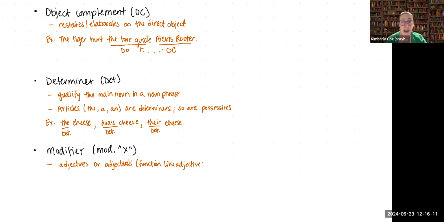So for instance, you might have a noun that functions like an adjective. It would be an adjectival noun, or a noun that's being used adjectively. Similarly, the other common type of modifier are the adverbs or adverbials, right? Which similarly just means function like adverbs, not adjectives. We've already talked about adjectives.